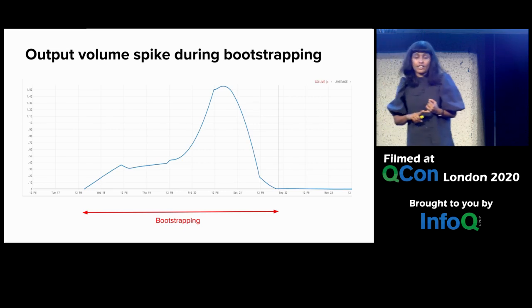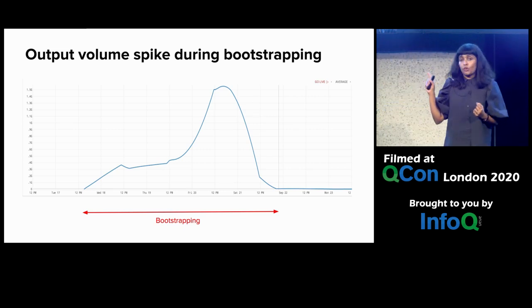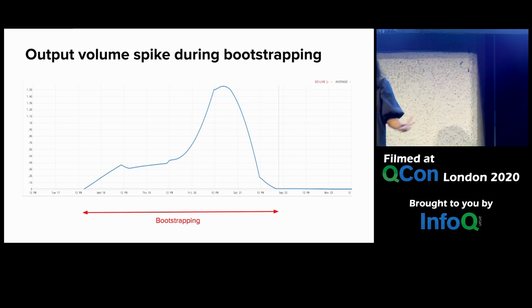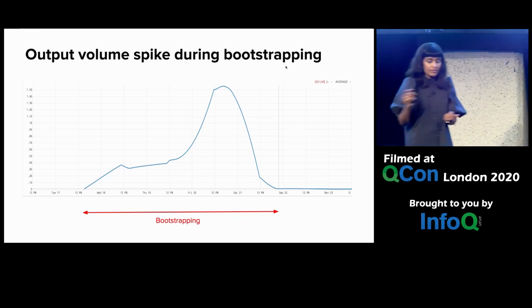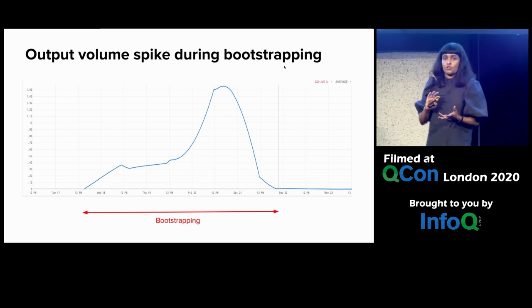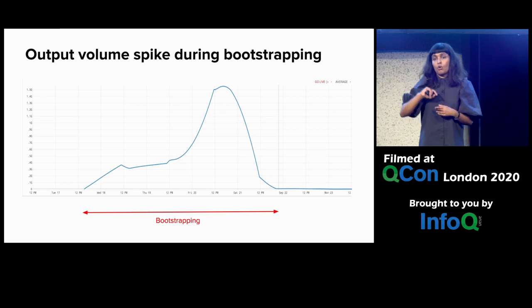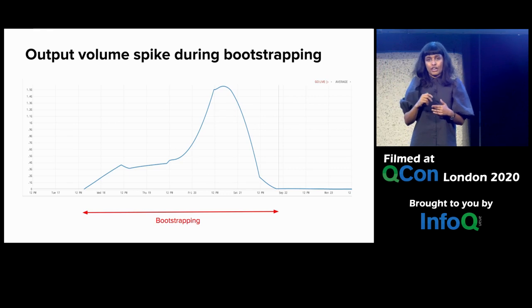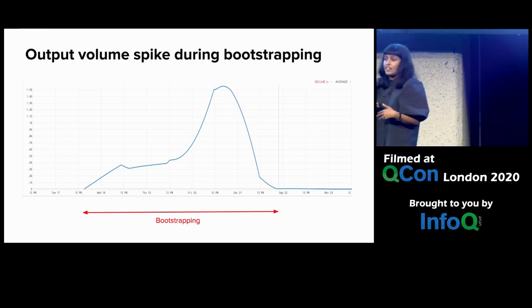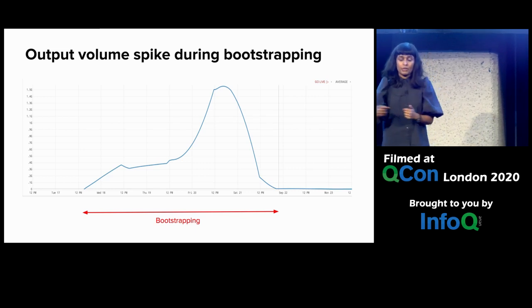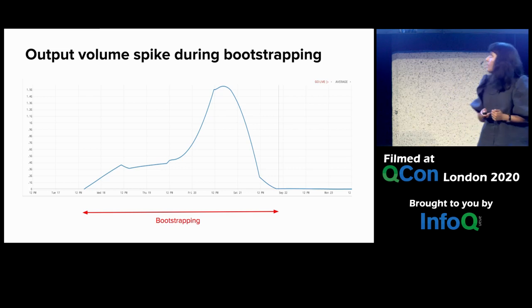Another thing that we had to deal with was the output volume spike. During bootstrapping, our job is reading a lot more data, so understandably, it's also producing a lot more data. And how do you manage throughput in that situation? Do you over-provision your sinks to handle that huge spike during bootstrapping? That can be a strategy, but that is, again, really costly, over-provisioning for a short bootstrapping period.